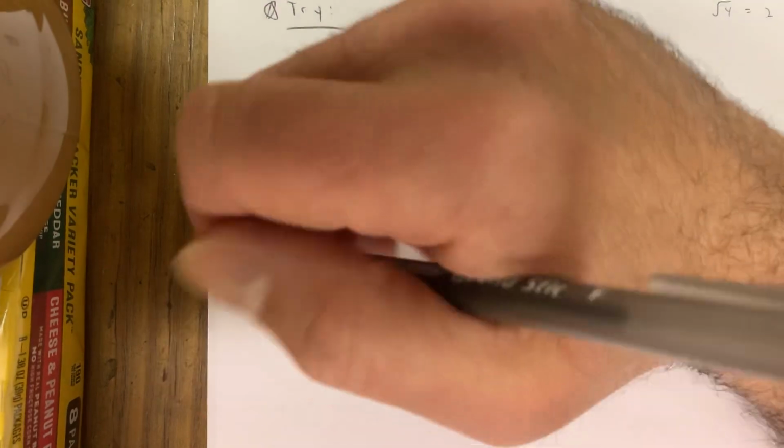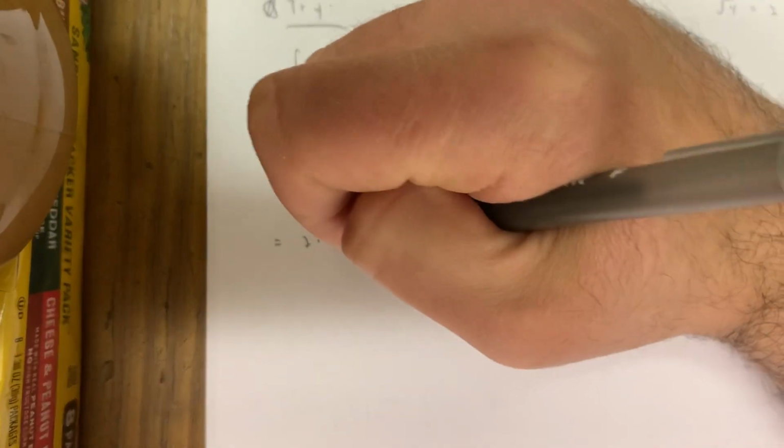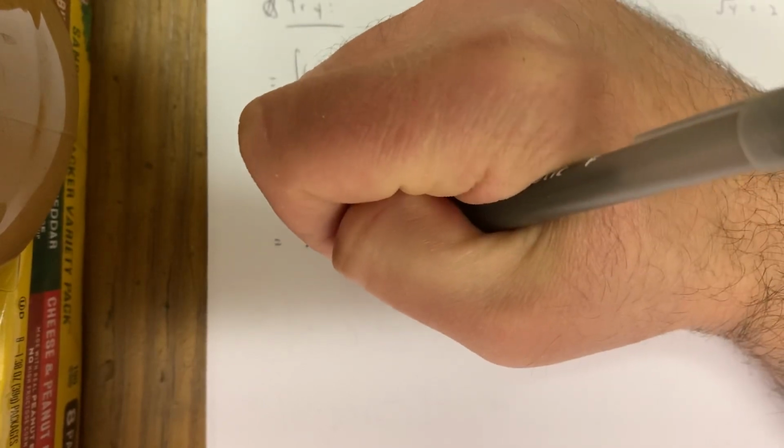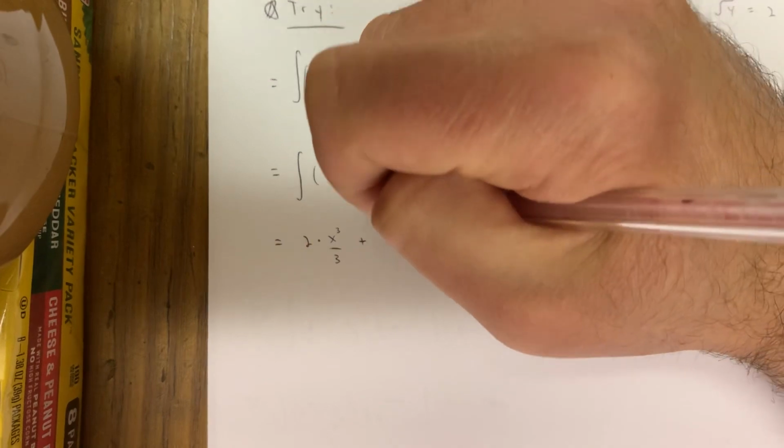To integrate 2x squared, pull the 2 to the side, right? Constant connected by multiplication. Integrate x squared. Add 1 to that exponent. Divide by that number. Bring down the plus sign. That's this plus sign right here.